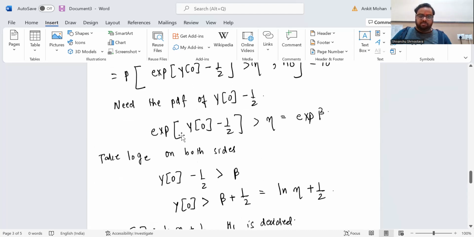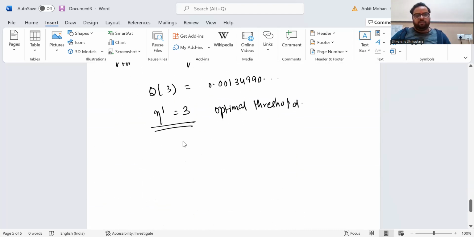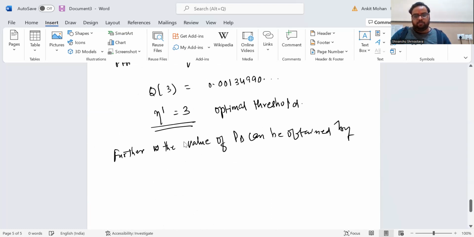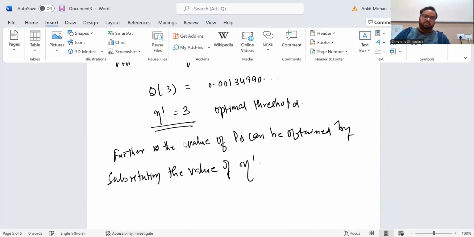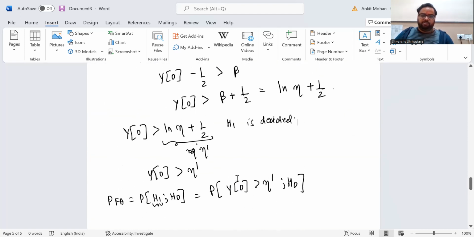Further, the value of PD can be obtained by substituting the value of beta dash. First we can find out the value of beta, and then we can find out the value of PD. So this is all about the Neyman Pearson criteria.